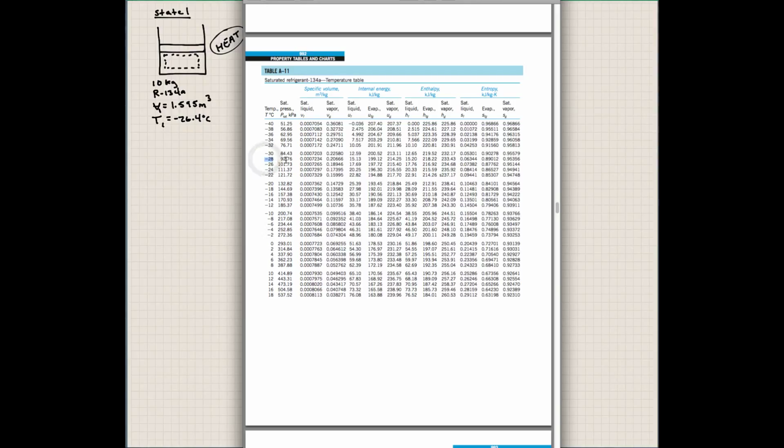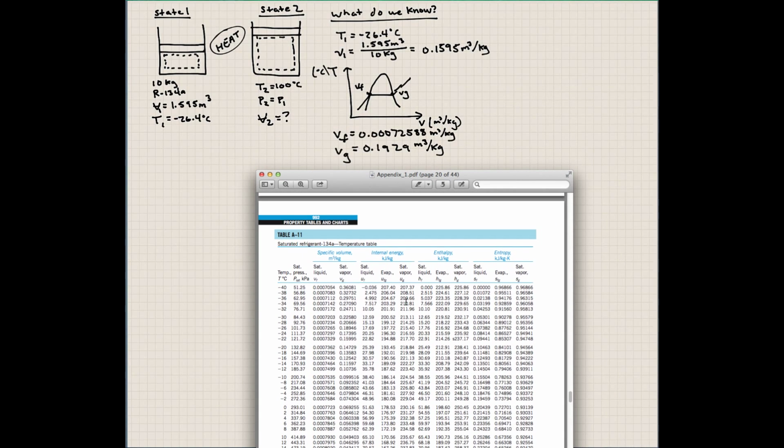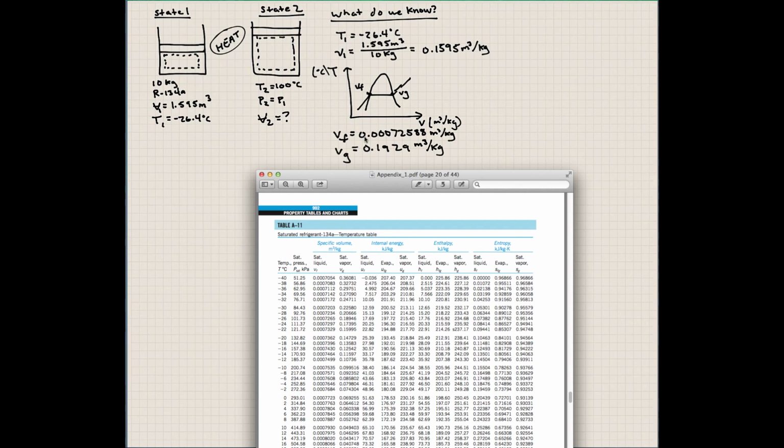First, I'm going to interpolate to see what the specific volume is at a temperature of minus 26.4. If I interpolate between these two, you'll find that vf at minus 26.4 degrees Celsius is 0.0002588 meters cubed per kilogram, and vg is 0.1929 meters cubed per kilogram. A quick check when we interpolate is to know that the result has to be in between these two values, and you can see that they in fact are. So these are at a temperature equal to minus 26.4 degrees C.